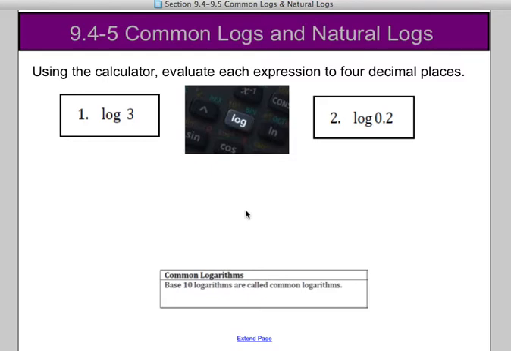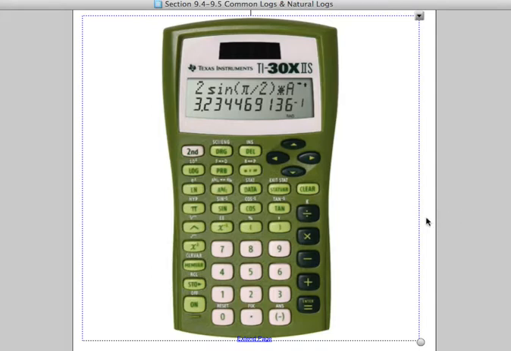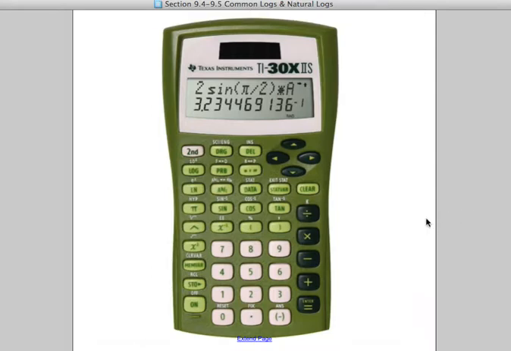Okay, so we're just going to figure out where this button is first of all on our calculator. If you look at this screen right here, there is log, and then the natural log is ln. Okay, so that's where it is on your calculator. If you have a scientific calculator, just take note, it's below the second button. So here is your log, here's your natural log.